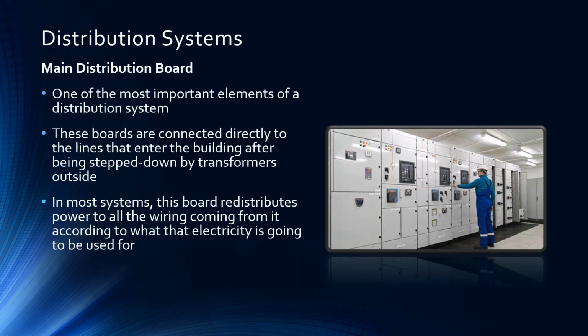The main part in a distribution system is the main distribution board. It's one of the most important. They're connected directly to the utility lines that enter the building after it's been stepped down by the transformers. In most systems, it redistributes power to all the wiring that goes to all the different uses throughout the building.